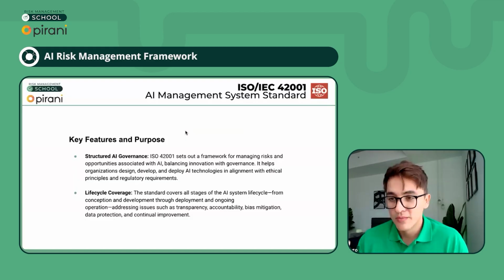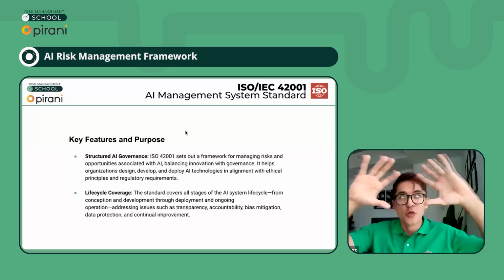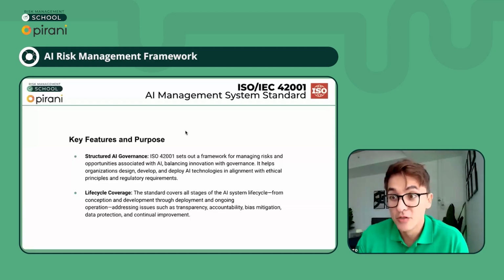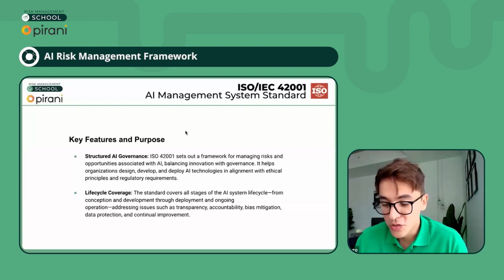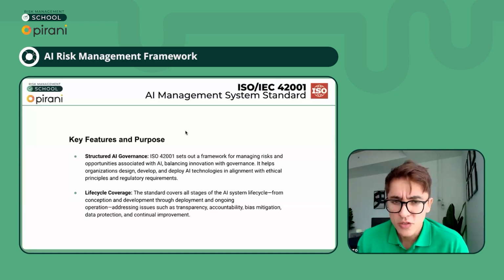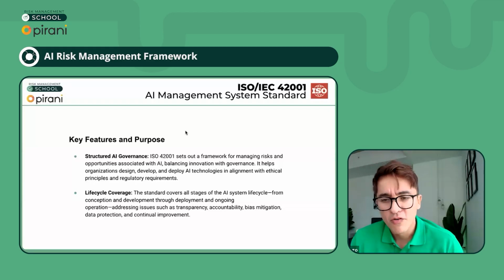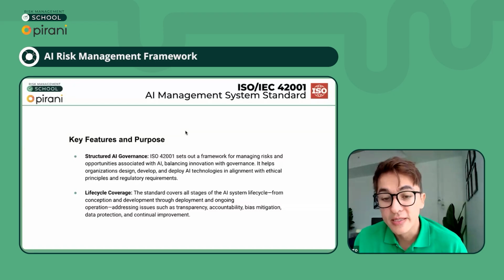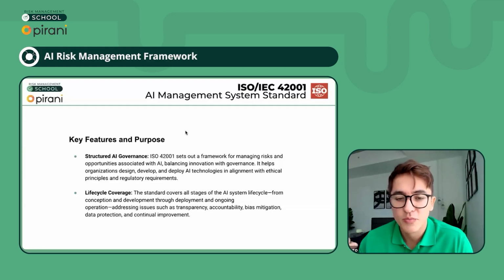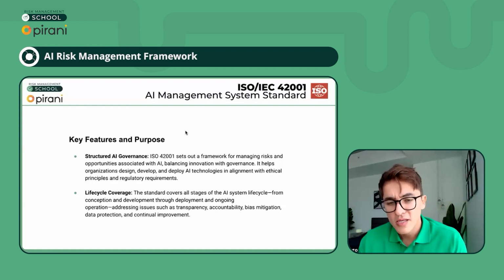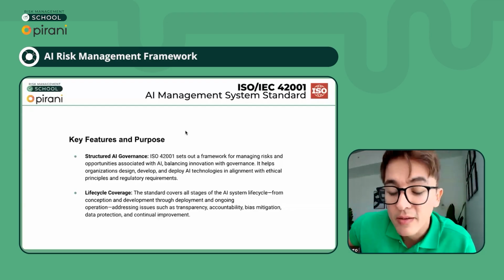If you want, we can also run a specific risk management school about this ISO. This webinar was about the overall AI frameworks, something to start with for a better understanding, but in future schools we can dive into specifics. This ISO is very interesting and has two key features and purposes. The first is structured AI governance. ISO 42001 sets out a framework for managing risks and opportunities associated with AI, balancing innovation with governance. It helps organizations design, develop, and deploy AI technologies in alignment with ethical principles and regulatory requirements. It also covers the life cycle: the standard covers all stages of the AI system life cycle, from conception and development through deployment and ongoing operation.